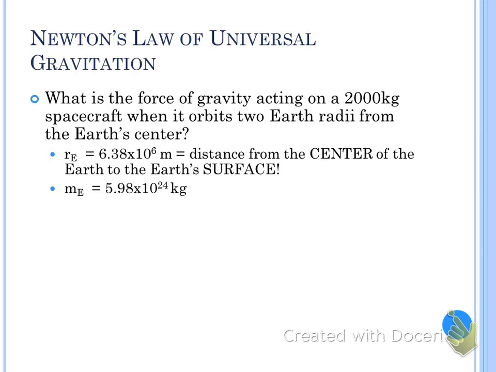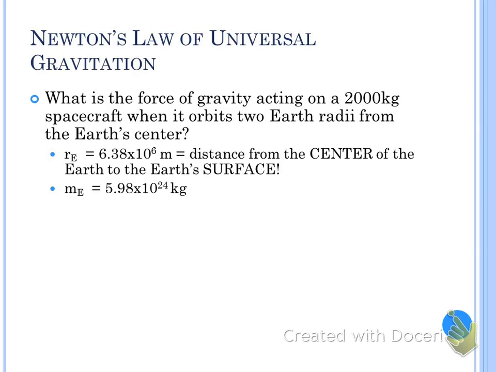All right, so I'm going to give you a couple values here that you're going to use a lot. So this is asking us for the force due to gravity acting on a 2,000 kilogram spacecraft when it orbits 2 Earth's radii from the Earth's center. Okay, this r sub e is the radius of the Earth. This is really important. This is the distance from the center of the Earth to the Earth's surface. Okay, and that's a really important stipulation for you to make, that this only goes from the core to the surface of the Earth. Okay, so if something is orbiting at a distance from the Earth's surface, we always would have to add that to the radius of the Earth, right? Because we want to know how far it is from the center of the Earth to that object.